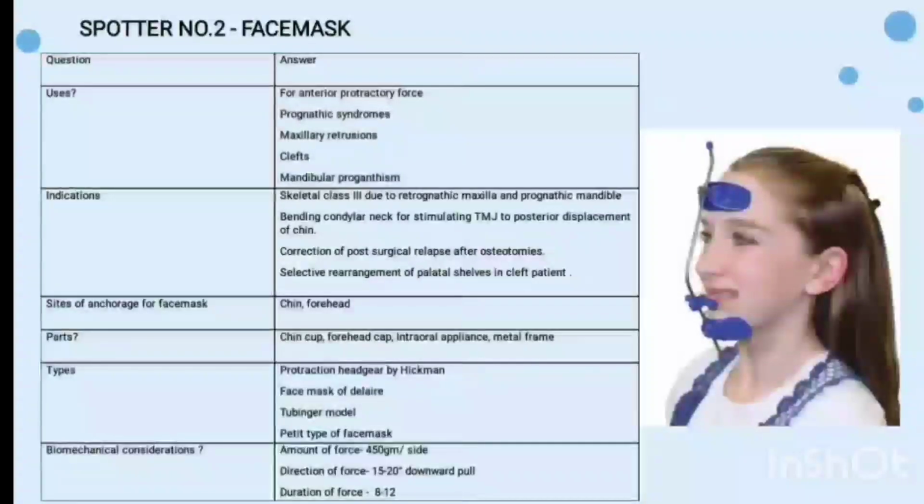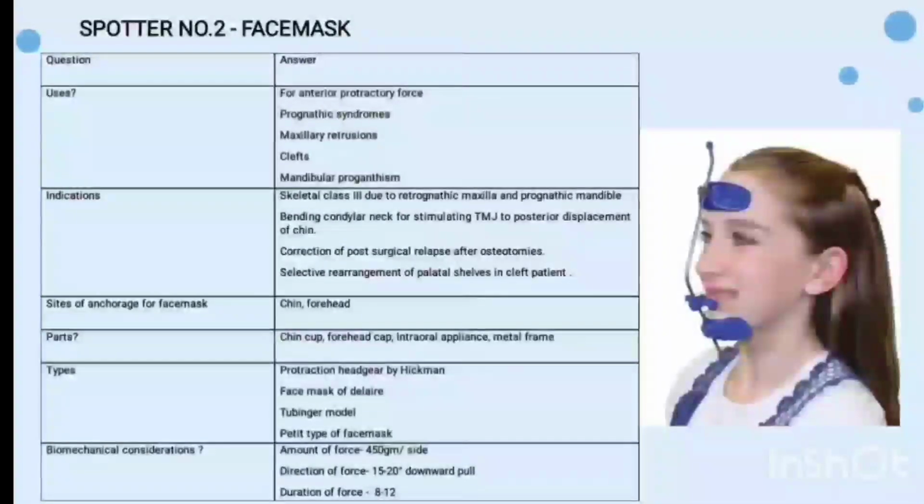What are its uses? They are used for anterior protractive force, prognathic syndromes, maxillary intrusions, clefts and mandibular prognathism. Where are they indicated? They are indicated in the skeletal class 3 due to retrognathic maxilla and prognathic mandible. For bending condylar neck for stimulating TMJ to posterior displacement of chin.